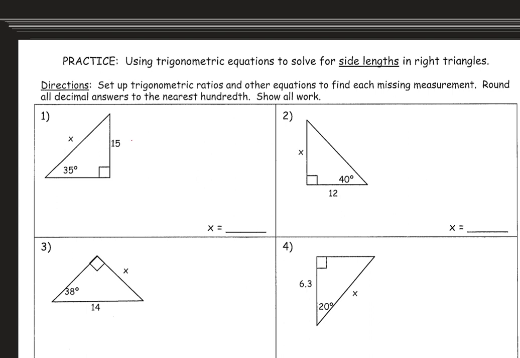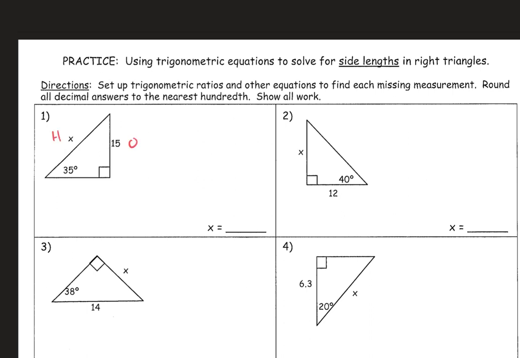In this first problem, I have the opposite side and the hypotenuse. Well, that's sine. Sine is opposite over hypotenuse. So the first thing I'm going to do is set up my general equation. So sine of theta is equal to opposite over hypotenuse. Yay! Now I'm just going to plug in. Theta is my angle, so the sine of 35 is equal to 15, my opposite side, over my hypotenuse, x. And now it just comes down to solving for x.